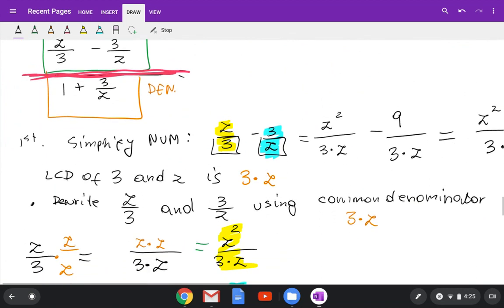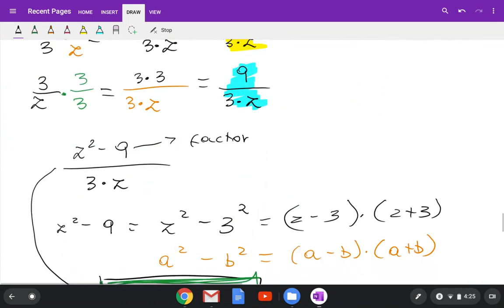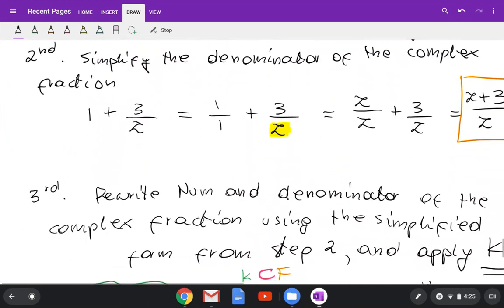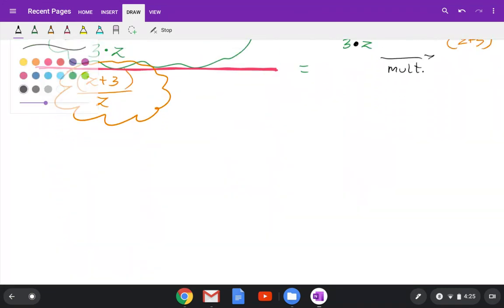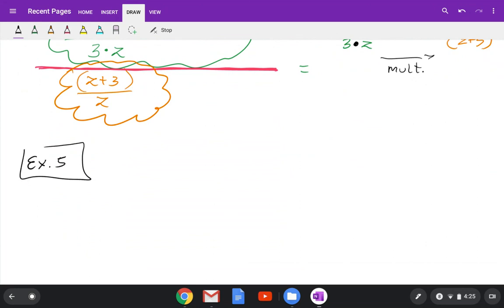One more example and we will be done. Okay, so example 5, I think. Okay, so simplify. This is my last one, the complex fraction.